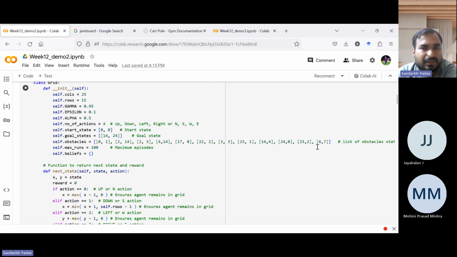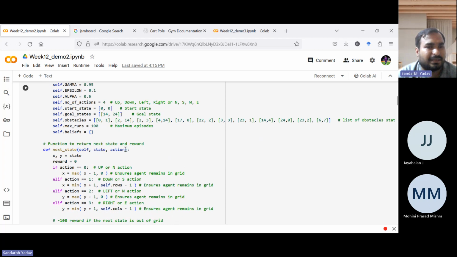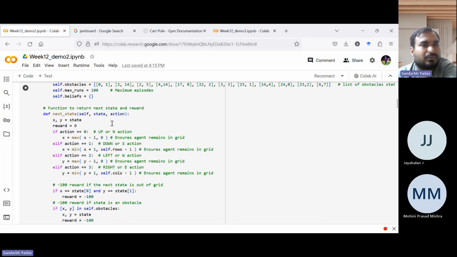You can play around with obstacles also. Just make sure that the obstacles are such that the agent can actually reach the goal. It should not be that the obstacles have completely blocked the agent so that it can never reach the goal state. So you have to design the obstacles carefully. And again, max ones is the maximum number of episodes, so we have kept that also 100. And initially we are empty.